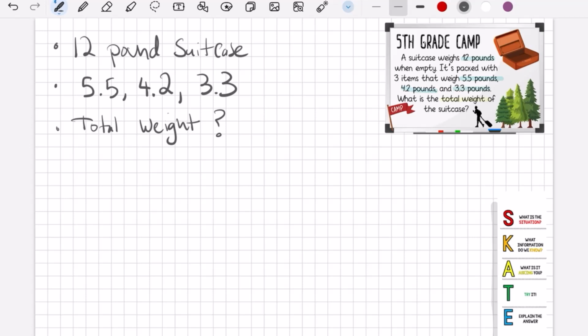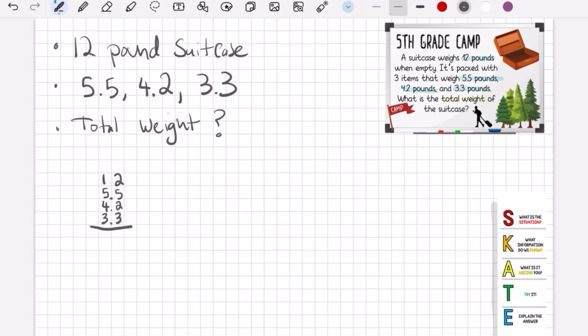All right, if we're looking for total weight and we've got 3 items, and then not to forget about our suitcase, we need to add them together. So I'm going to stack them all on top of each other. 12, and then 5.5, and then 4.2, and then 3.3. And I need to add them.